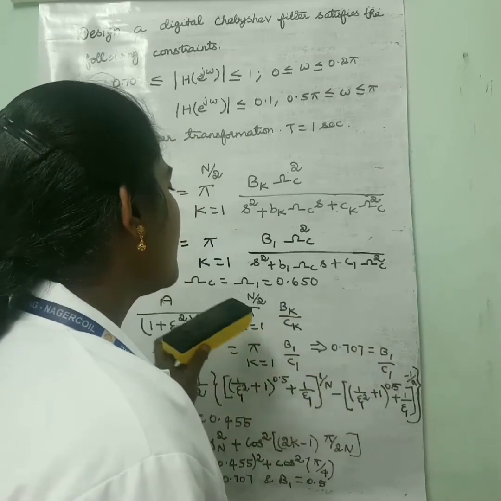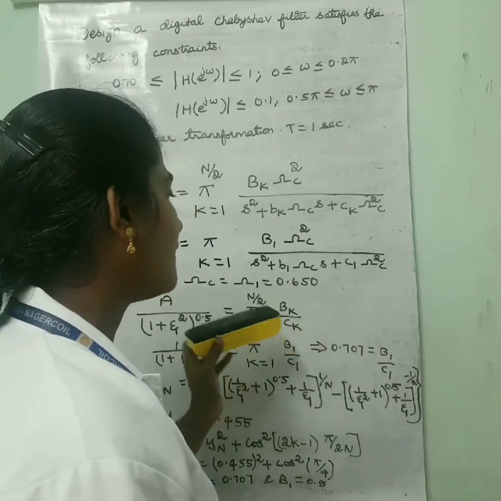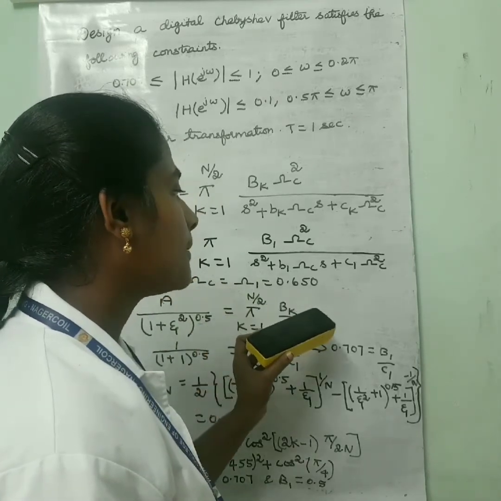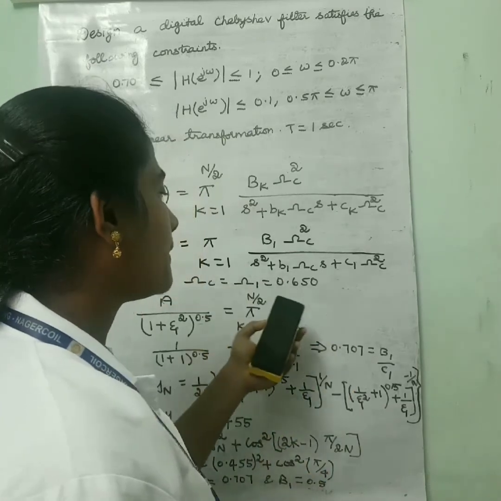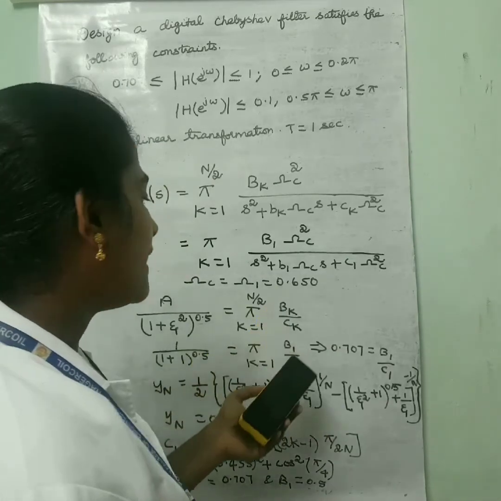Here omega c value, we have already found out the value of omega 1, that is the cutoff frequency value is 0.650. Cutoff frequency is equal to omega 1, so 0.650.